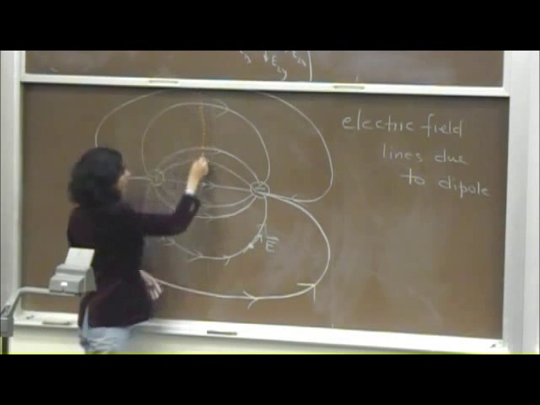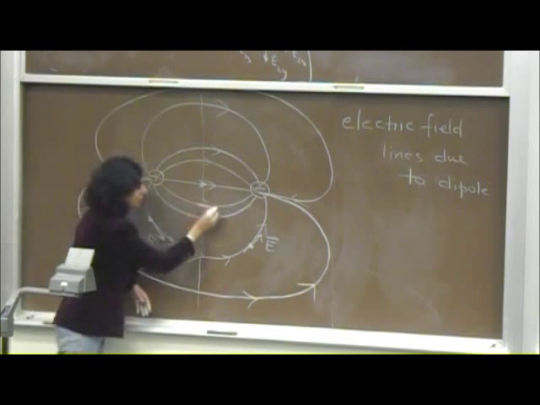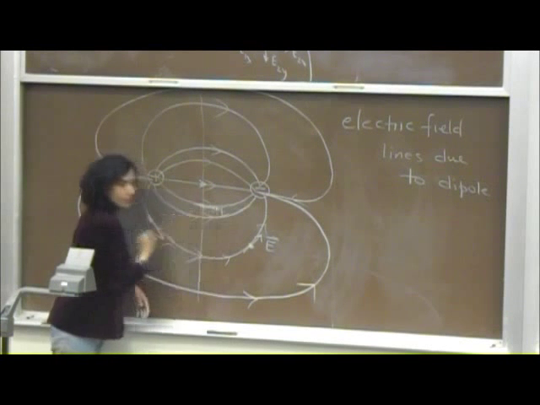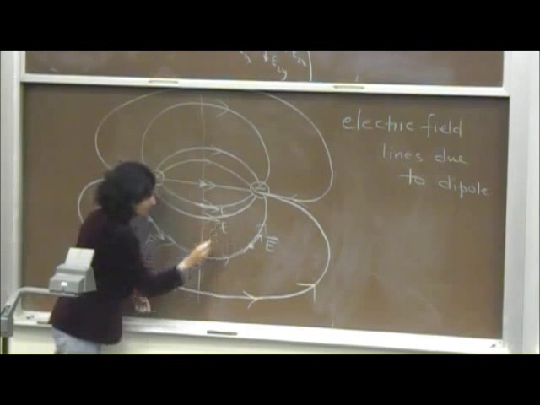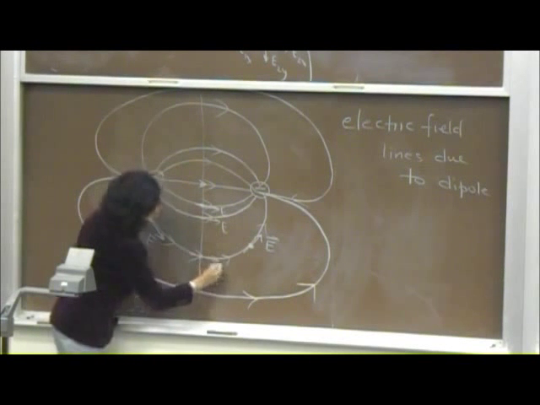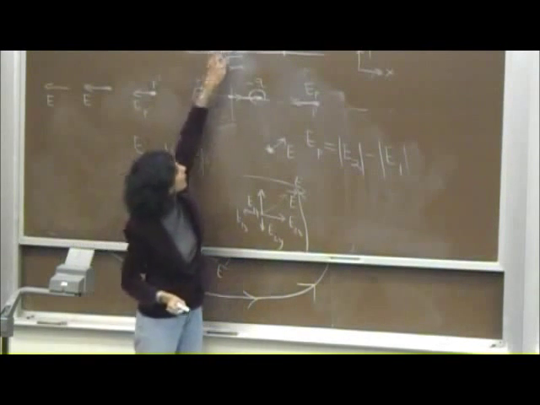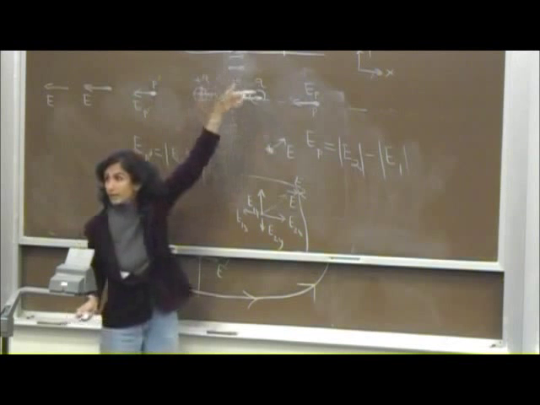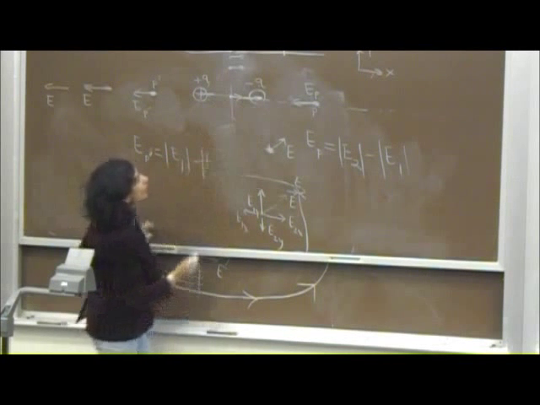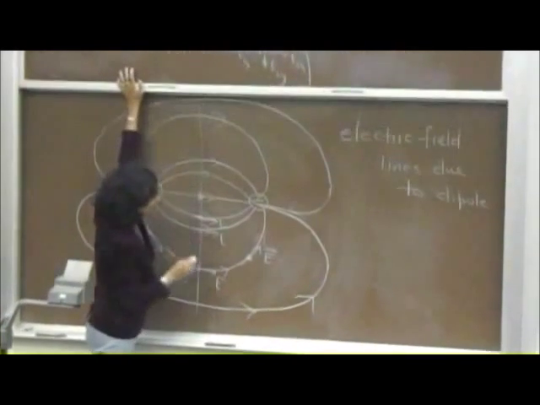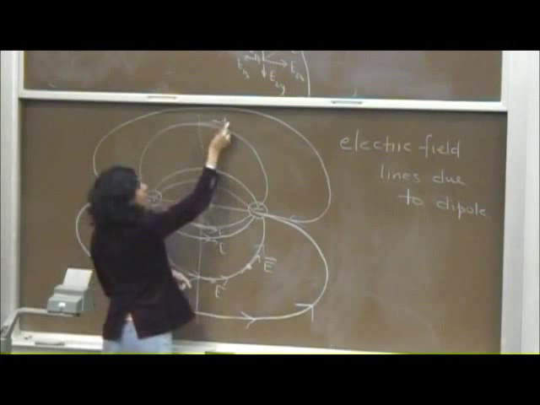What about at any point on the perpendicular bisector? What about over here? If you draw a tangent, do you see the electric field is like this? What about over here? Again, you draw a tangent, and notice this is exactly what we said. We said that the electric field on the perpendicular bisector anywhere will be pointing like that. Isn't that true? It will always be. So over here, you can draw a tangent like this.